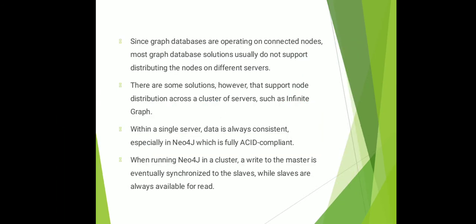Since graph databases operate on connected nodes, most graph database solutions usually do not support distributing the nodes on different servers. So it is connected together. Even if you take Facebook as an example, the links and the people, all those things will reside in the Facebook server. If they distribute it among regions of servers or in a different distributed application, then it won't work efficiently. That is why the nodes which are clustered together should be stored in the same server instead of being located in different distributed servers.